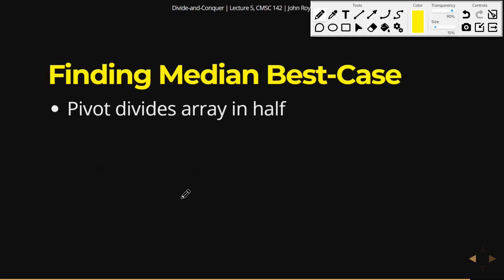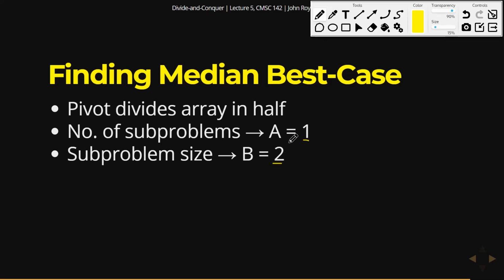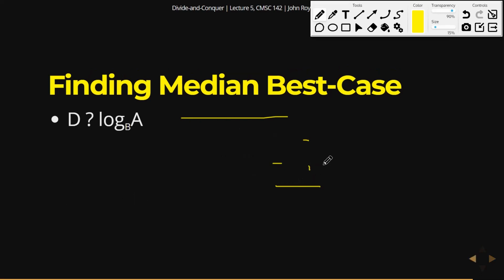Now, how about if we take a look at the best case, just like what we did in quicksort. So if the pivot divides the array in half, then there's only one subproblem, and the subproblem size is half, right? Because we explicitly stated that in the best case. And there is no combine step, but the split array that we did takes O of n to divide it into the three sub-arrays, right? So D is equal to 1 as well. So n raised to 1, right?